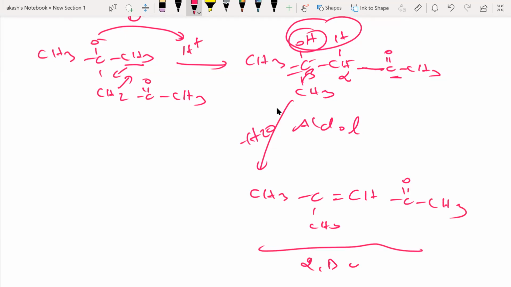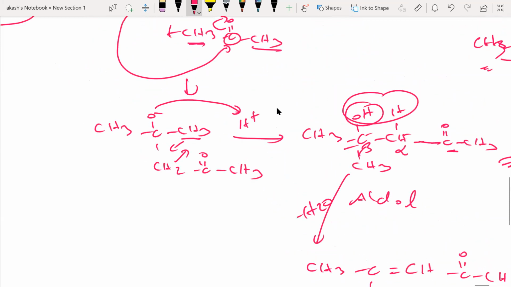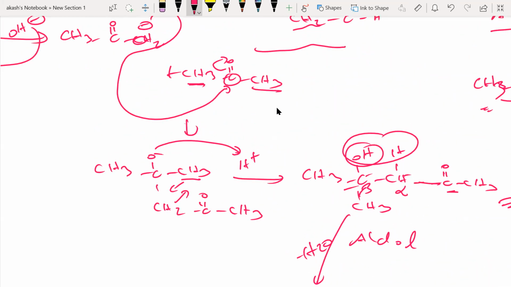Alpha, beta unsaturated aldehyde or ketone is the final product. Sir, can you again explain the last step before this, sir? This one? Yes, sir. Okay. So you understand that first the carbon will attack the carbonyl compound and this bond breaks, and this is the compound formed. Okay.